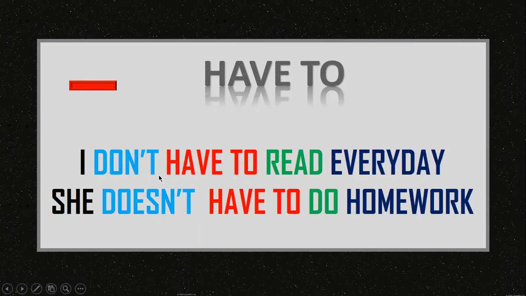So when you use an obligation but in negative, it's because you are not obligated to do it. Cuando ustedes utilizan este have to, pero en negativo, es porque no están obligados a hacer algo. For example, I don't have to read every day. Yo no tengo que leer cada día. Okay? So, the second example says, she doesn't have to do homework. The same, it's not an obligation. She doesn't have to do homework.